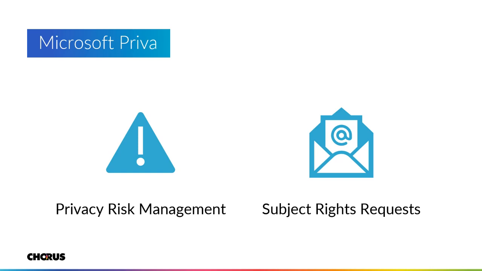So for example, if you've got information relating to your subject that also includes confidential information on someone else, applying redactions when necessary, and issuing a report. So it's basically streamlining that whole subject rights request process. So eDiscovery will do subject rights requests at a very basic level, but subject rights requests in Microsoft Priva really gives you a far slicker workflow for doing that.